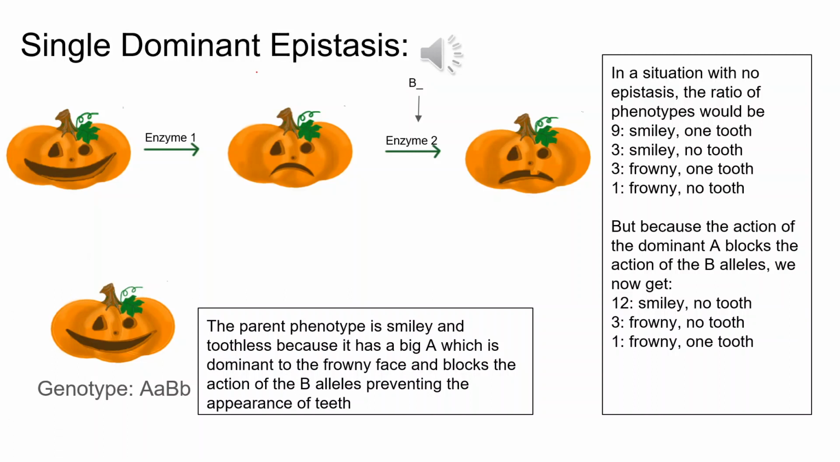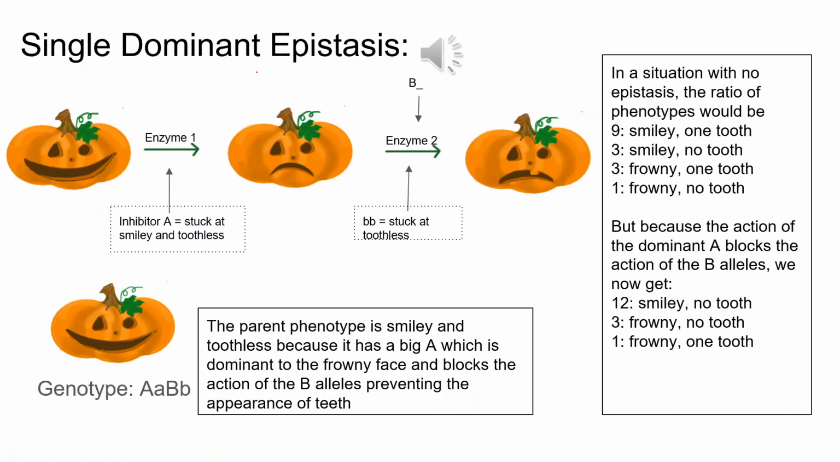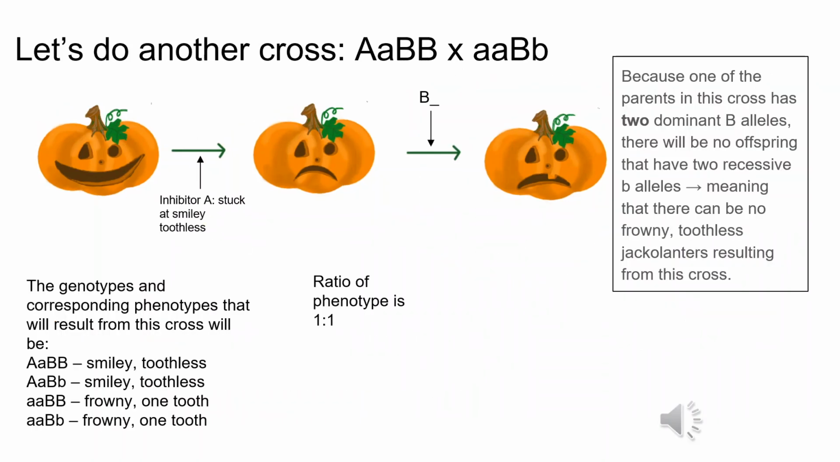The parent's phenotype is smiley and toothless because it has a big A, which is dominant to the frowny face and blocks the action of the B alleles, preventing the appearance of teeth. If the individual has inhibitor A, it is stuck at the smiley face and toothless. If it does not have an inhibitor A, it has 2 small a's, but has 2 small b's as well, it is stuck at frowny and toothless. If it has 1 big B and no big A's, it will be able to be frowny with 1 tooth in the end. Let's look at this second example.